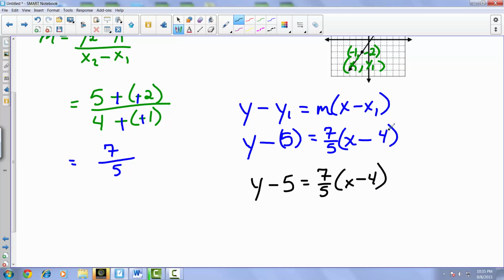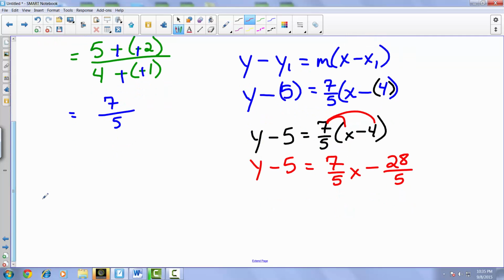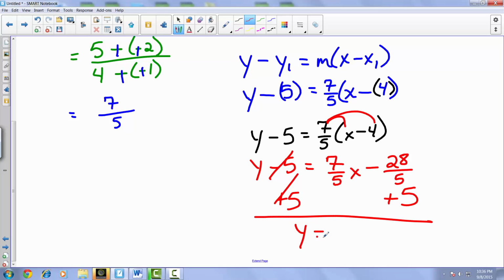So kind of just getting rid of some of those parentheses. Going ahead now and distributing in this 7/5, we end up with y minus 5 is equal to 7/5 x minus 28 over 5. Now we want to put things into y is equal to mx plus b, so we're going to go ahead and try and solve for y here by adding 5 to both sides. Here they are gone on the left side, leaving us with just y is equal to 7/5 x.